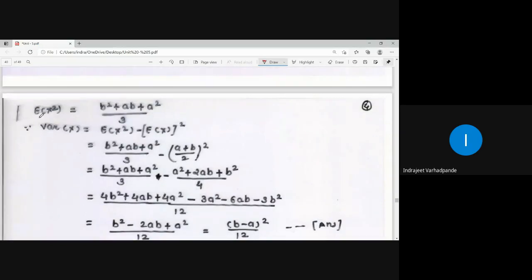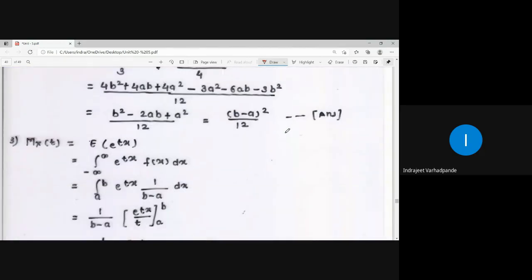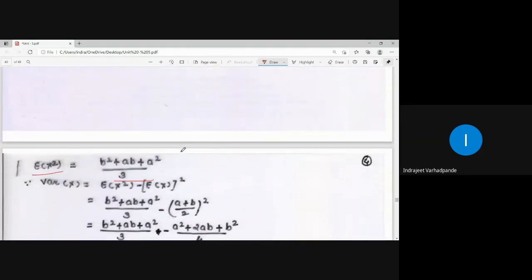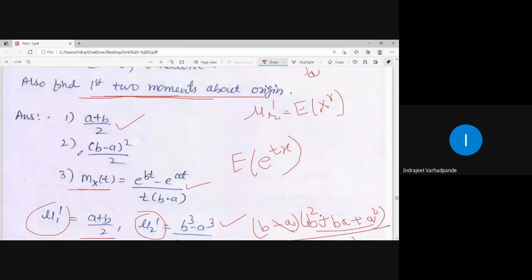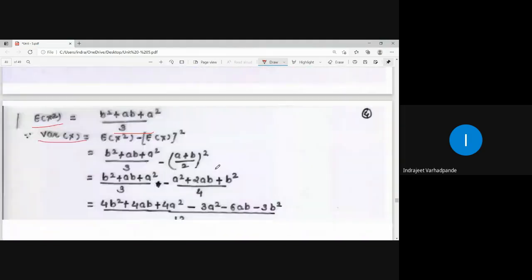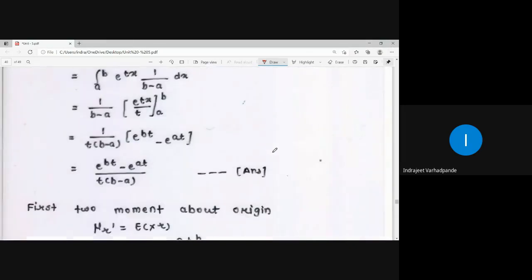So here it is given that expectation of x square is calculated in this manner and we can easily get the answer. Expectation of x you know, expectation of x square is this, variance of x is obtained in this way, which is the answer given over here, b minus a whole square upon 12. And accordingly we will be calculating moment generating function.